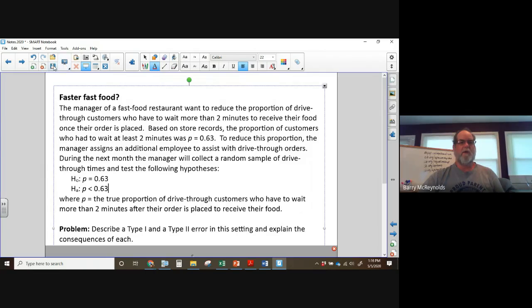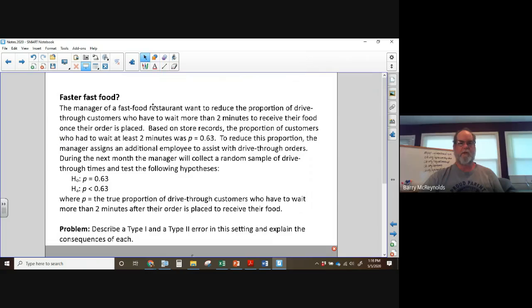Okay, so we've got a case where a manager at a fast food restaurant wants to reduce the proportion of drive-through customers who have to wait more than 2 minutes once their order is placed. And I guess when you're sitting at fast food, 2 minutes seems like an eternity. So the next time you go to a drive-through window, set your stopwatch and see how long it takes you.